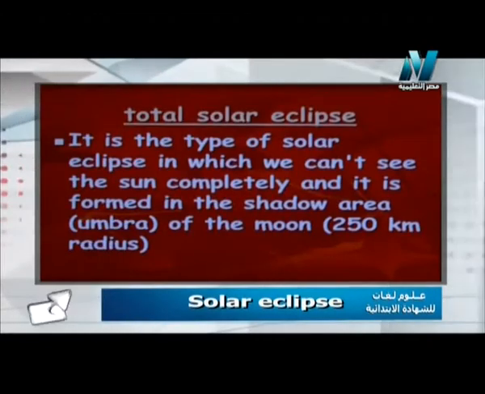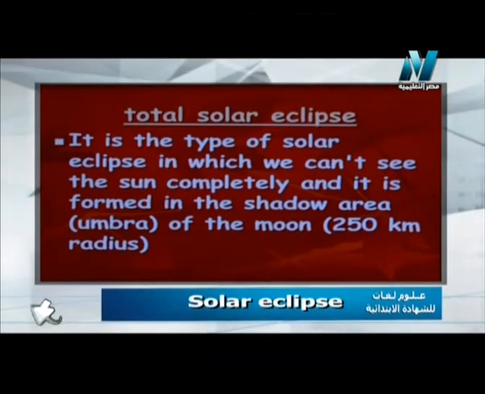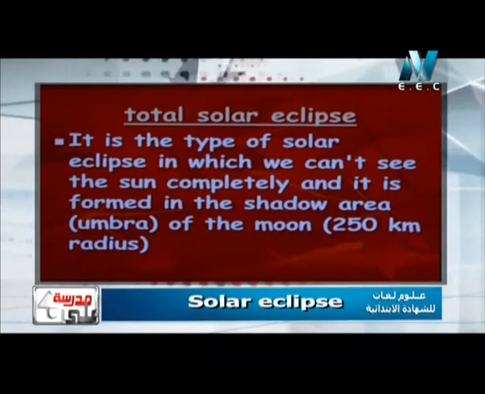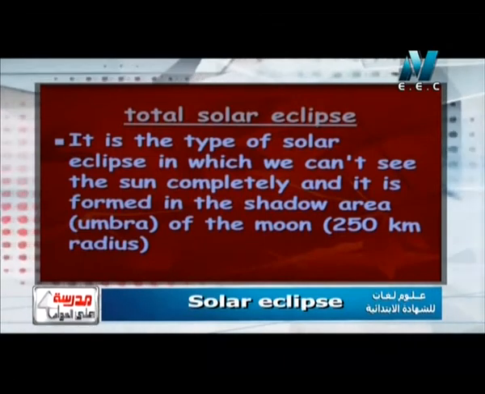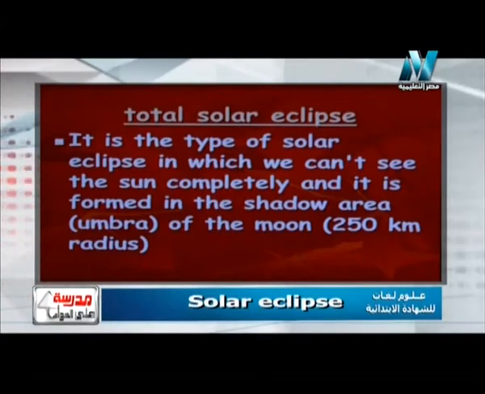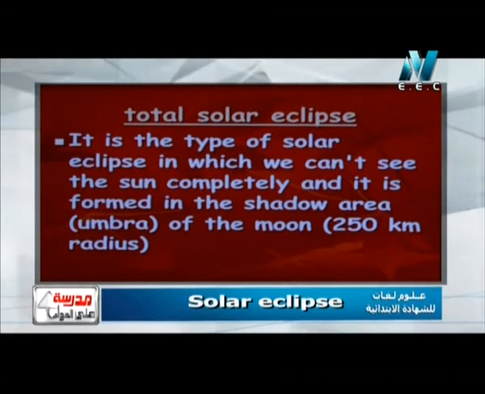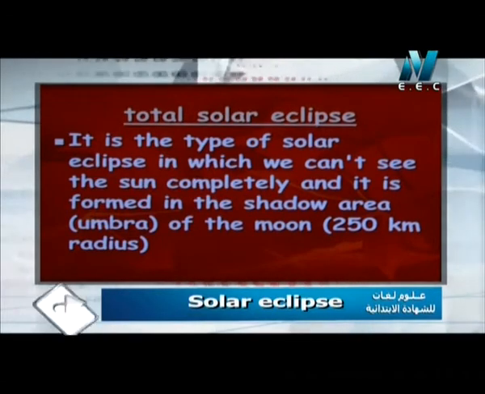What's meant by total solar eclipse? It's a type of eclipse where we can't see the sun completely, and it's formed in the shadow area or the umbra area of the moon, about 250 kilometer radius. The exact number is not a big problem, but I must know that it happens in the area of the umbra of the moon. So what about the partial eclipse?